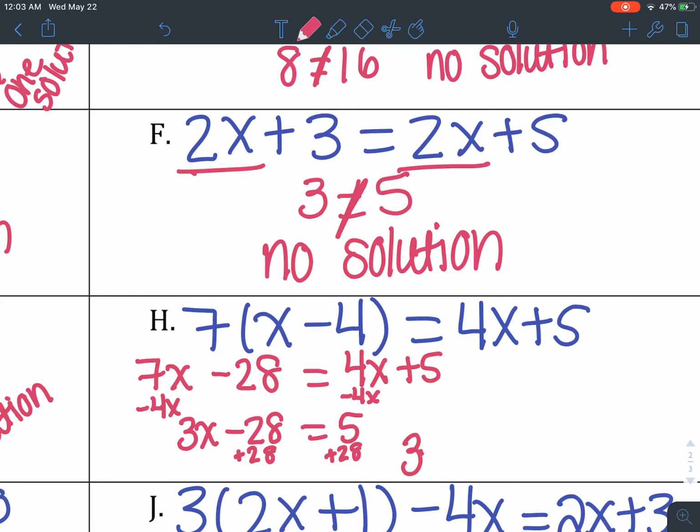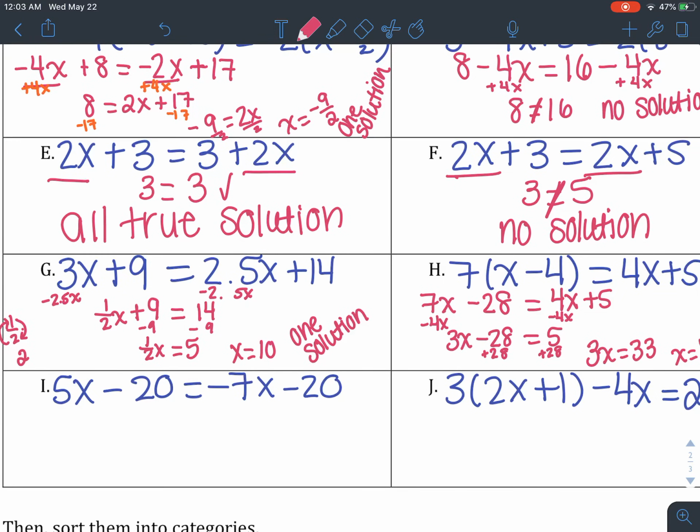Okay, and so we're going to have 3x equals 33. And then I'm going to divide both sides by 3, and that is going to be 11. There's another 1 solution. There's a lot of them today.